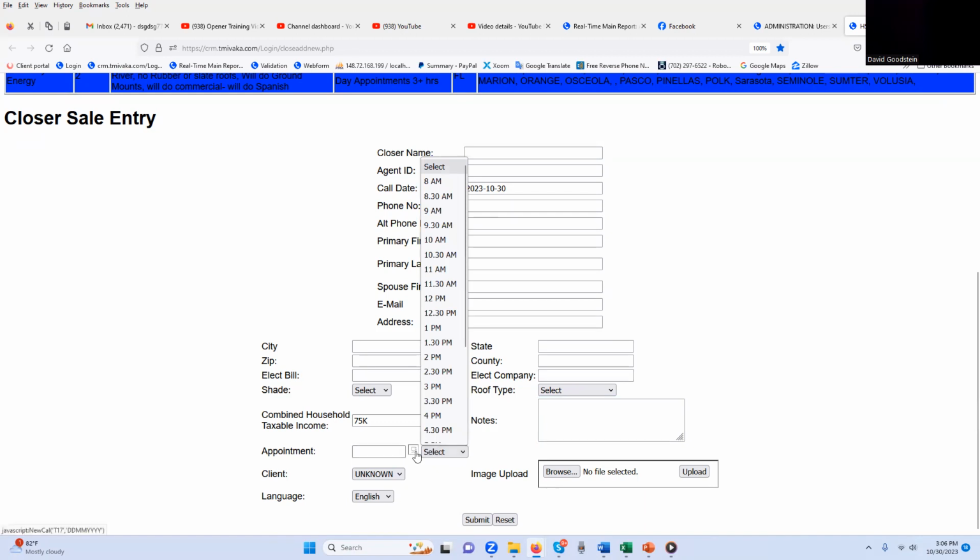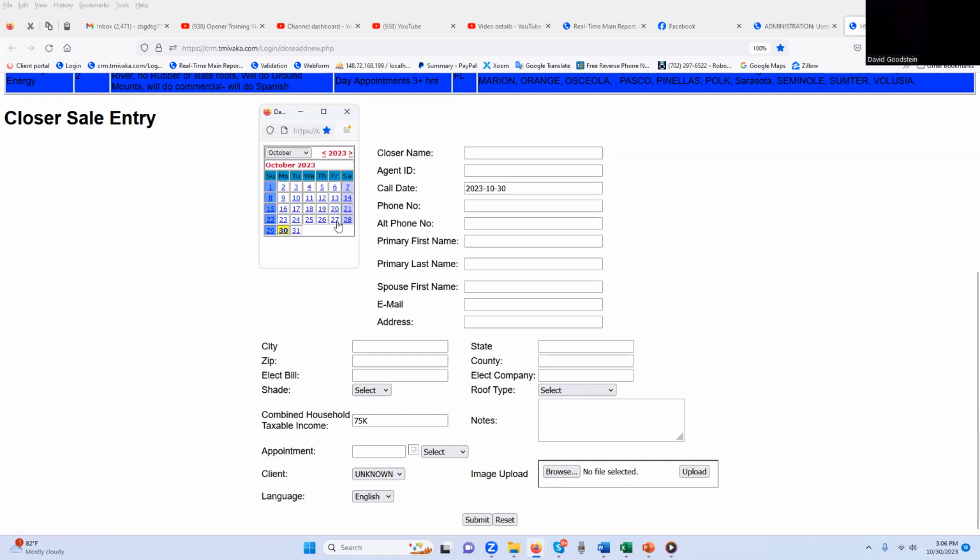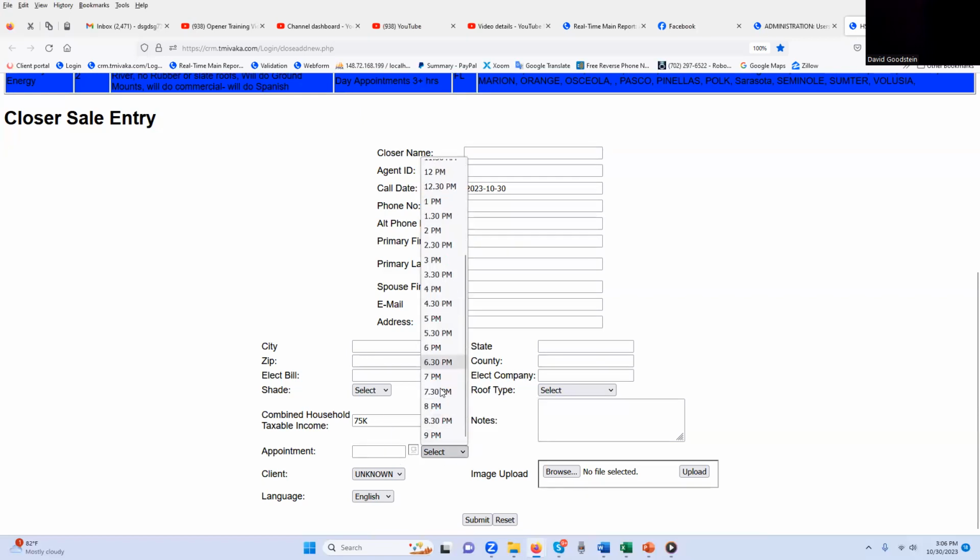You're going to use this calendar to put the date of the appointment. You're not going to type it in. So let's say it was for whatever date, you're going to put that in. It's going to automatically populate. You're going to pick the time of the appointment. And then you're going to hit submit.